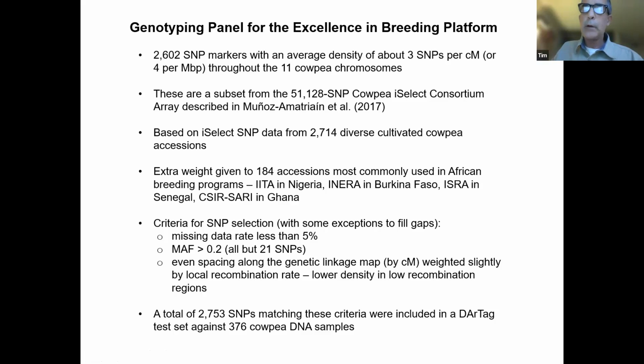This also involved some back and forth and testing with Andre Killian, who runs DArT in Canberra, Australia. The final design was a total of 2,753 SNPs in a DArT tag test set against 376 cowpea DNA samples provided from IITA. The result, as noted above, was 2,602 good SNP assays in the mid-density panel, which Patrick made use of in various analyses that are included in his presentation that will follow.